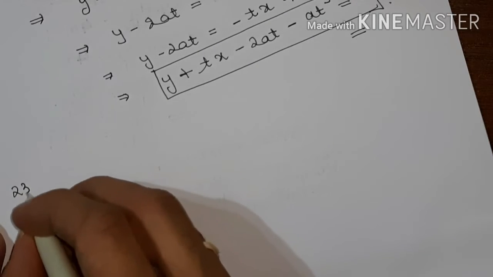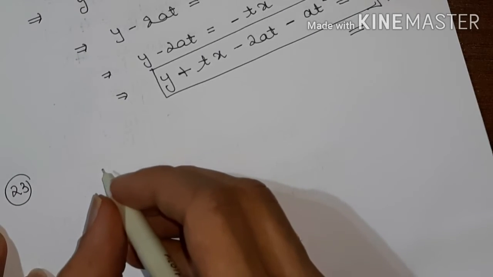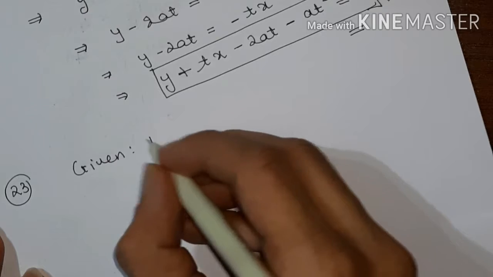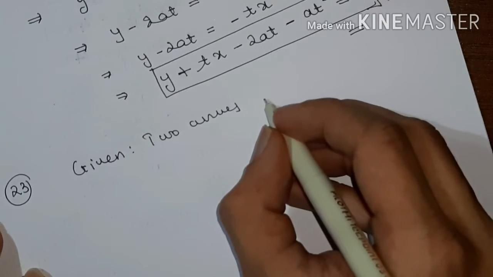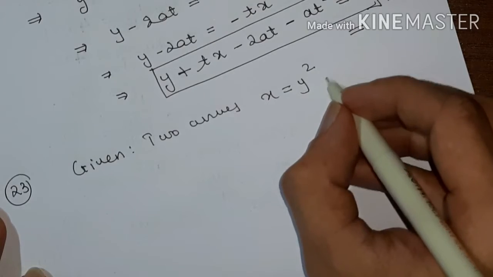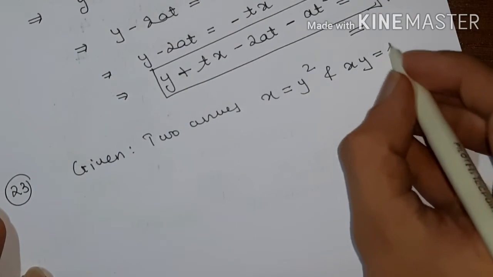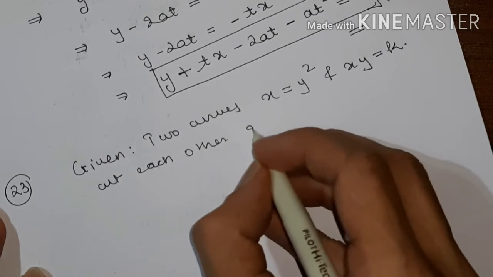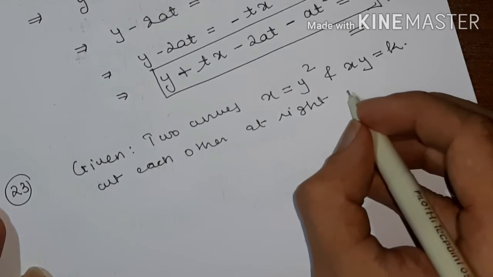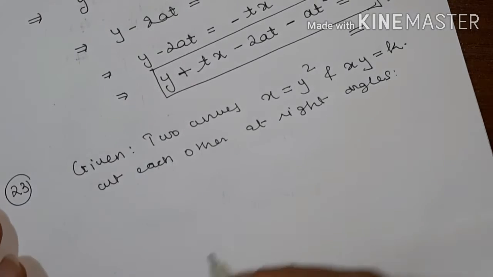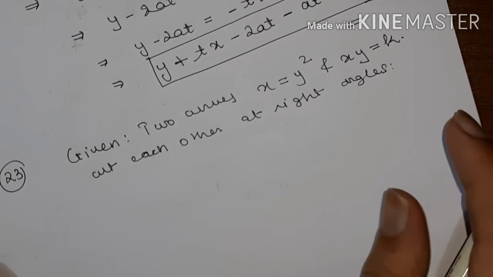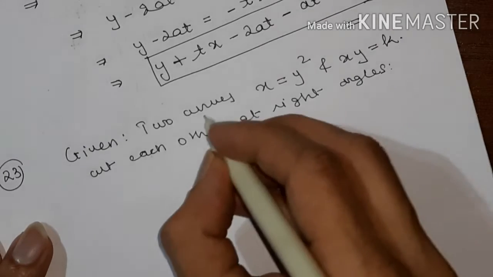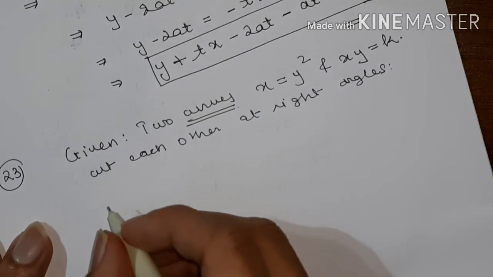Now just write what is given. Given is that two curves x equal to y² and xy equal to k cut each other at right angles. So what do we mean by cutting each other at right angles for curves? That is the important part here.